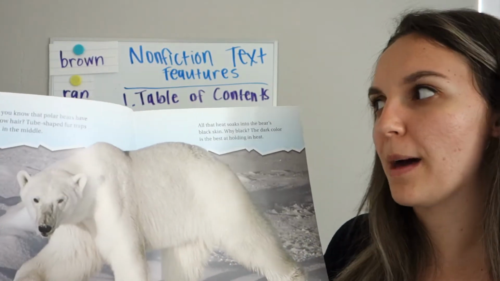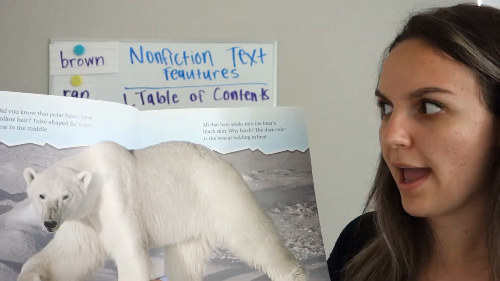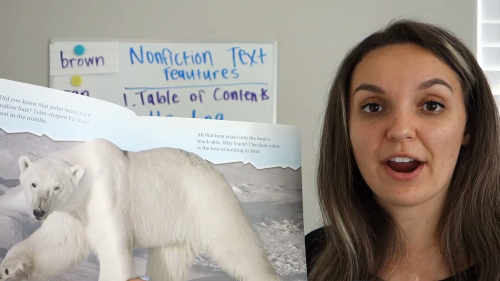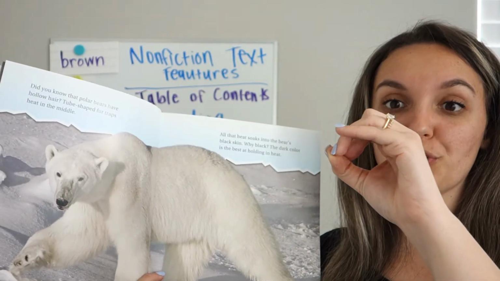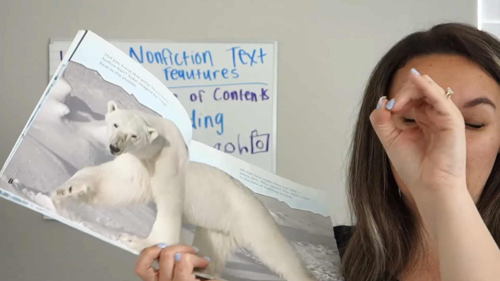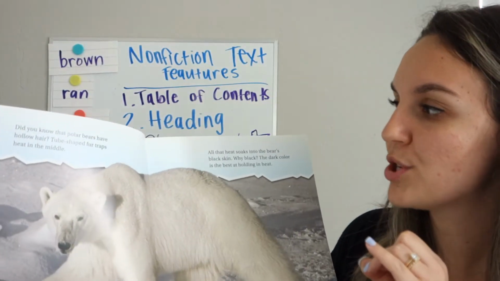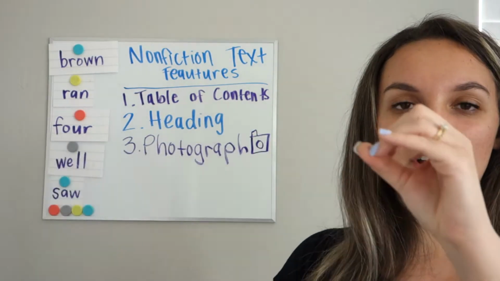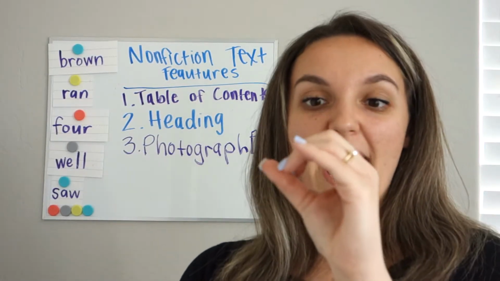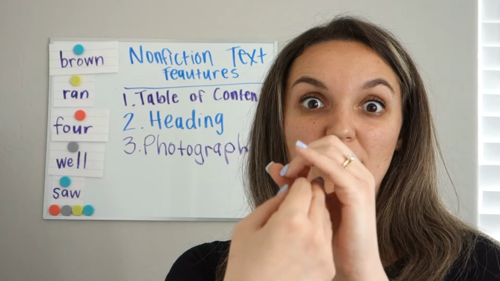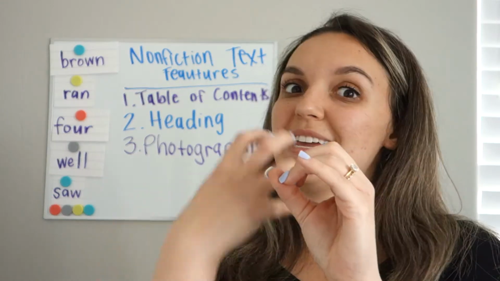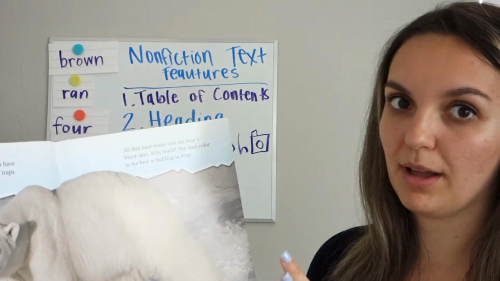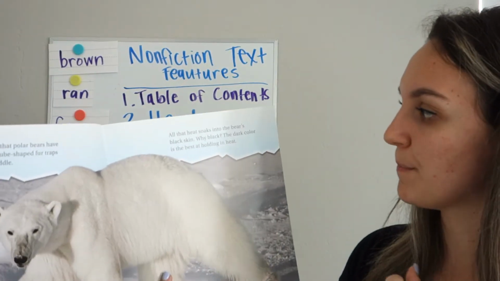Did you know that polar bears have hollow hair? Hollow means there's nothing inside. So their hair is like this. It's like a tube where it's hollow. There's nothing in the middle. So tube-shaped fur traps heat in the middle. So their hairs are like this, and then the heat can go there. They can go in the middle so that they can keep the hair nice and warm so that they don't get too cold in Antarctica or the Arctic places.